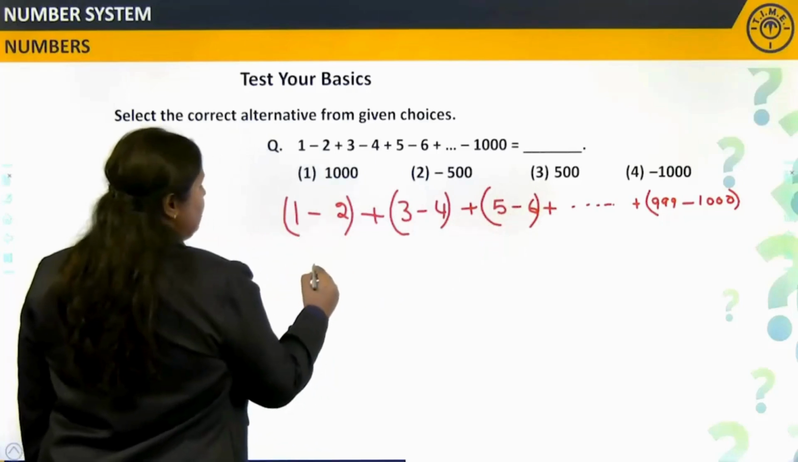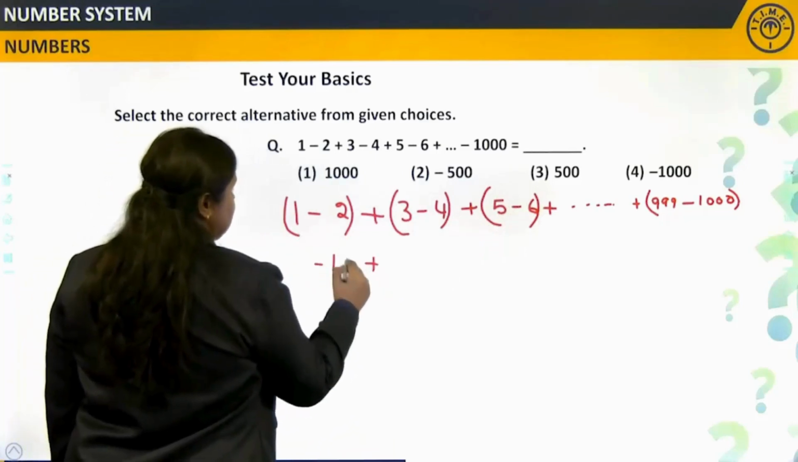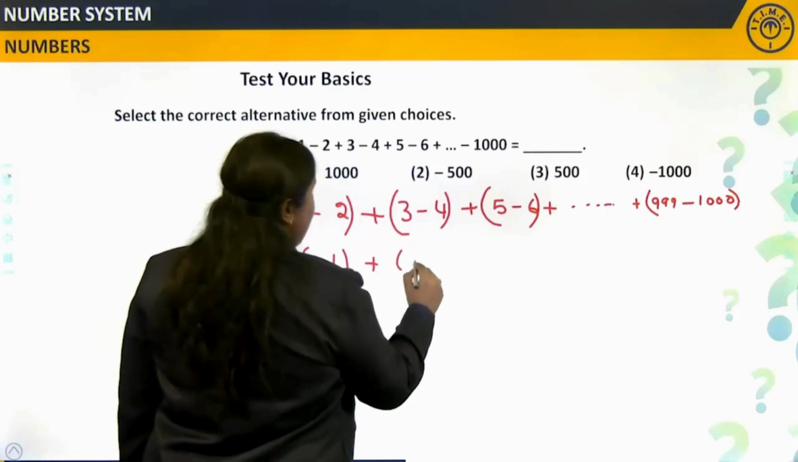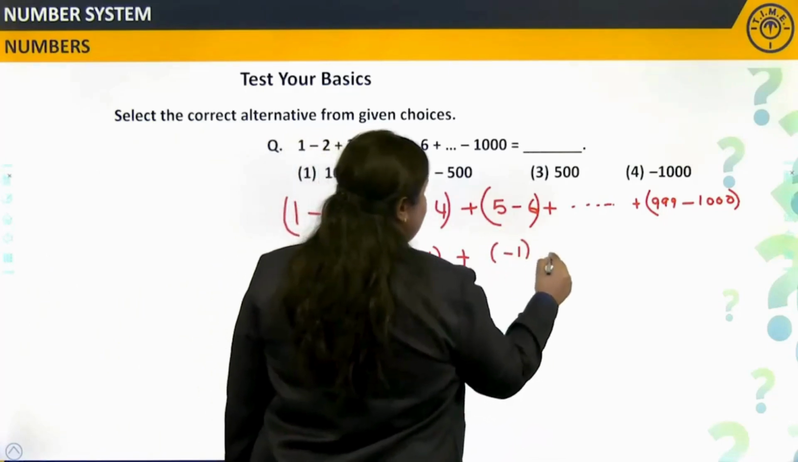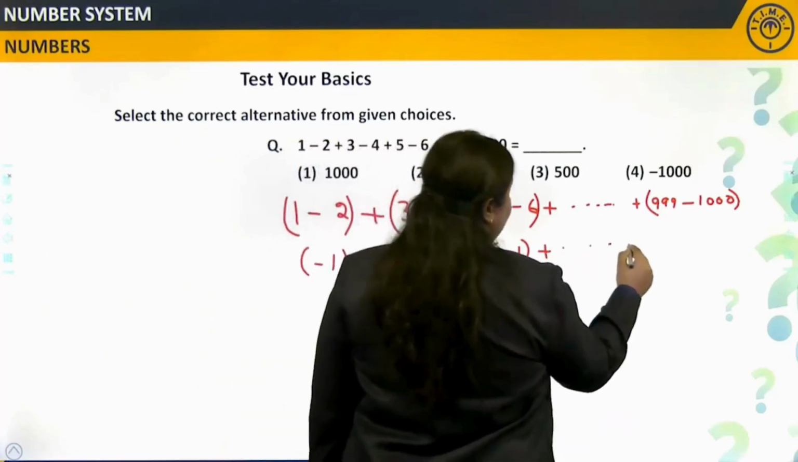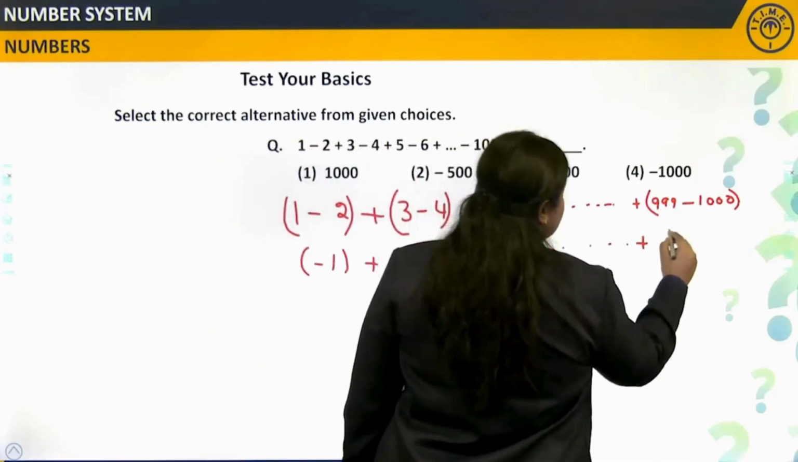See, what is 1 minus 2? Minus 1, plus. What is 3 minus 4? Minus 1, plus. What is 5 minus 6? Minus 1, plus, etc. What is 999 minus 1000?